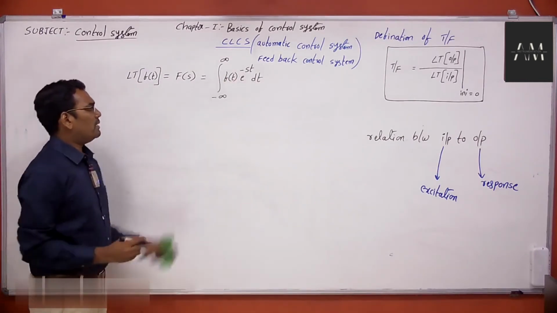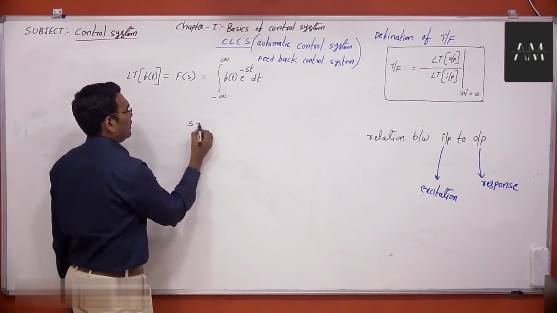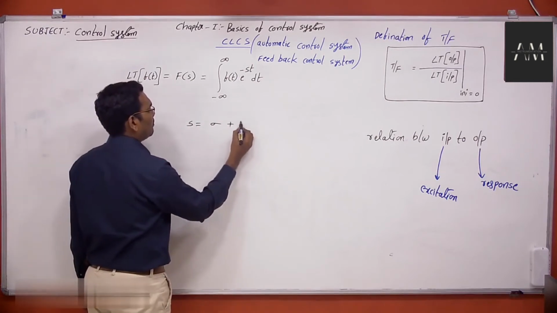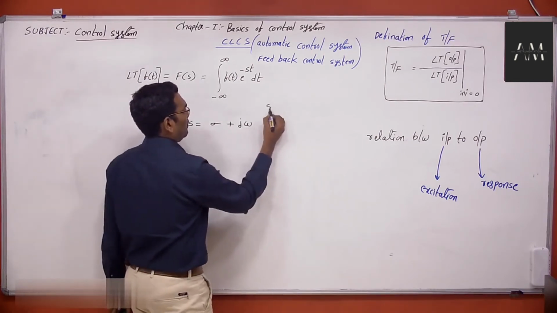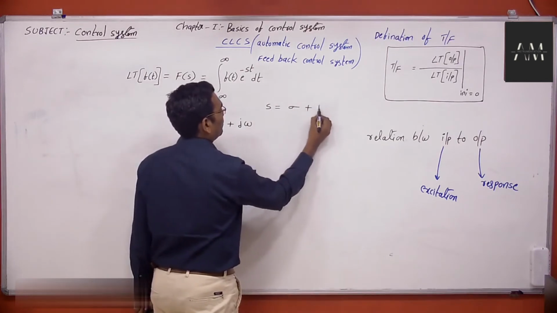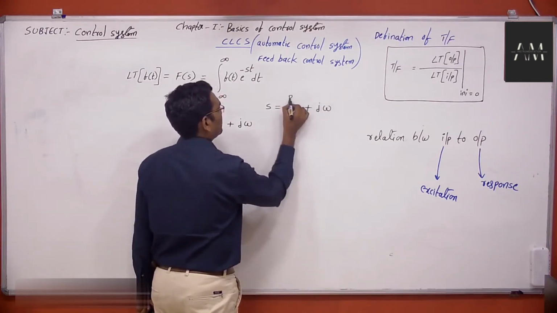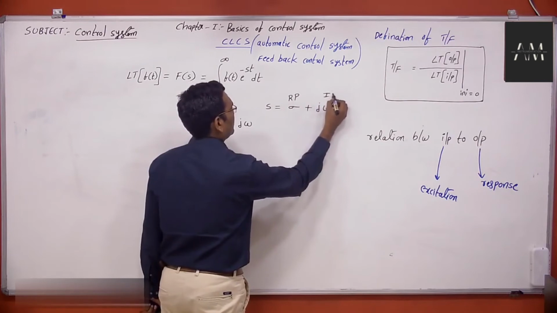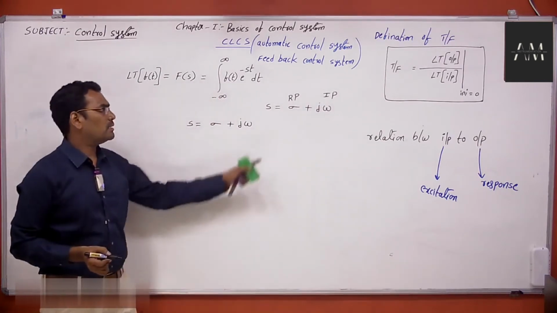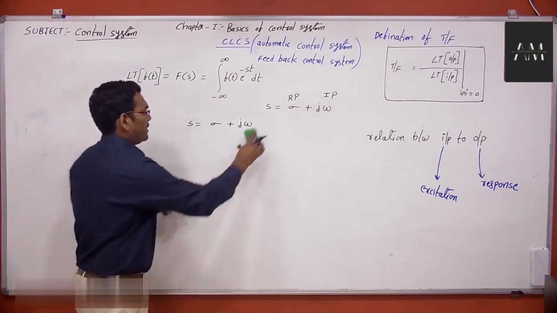Now, what is s? You already know that. s is equal to sigma plus j omega. This is the real part and this is the imaginary part.